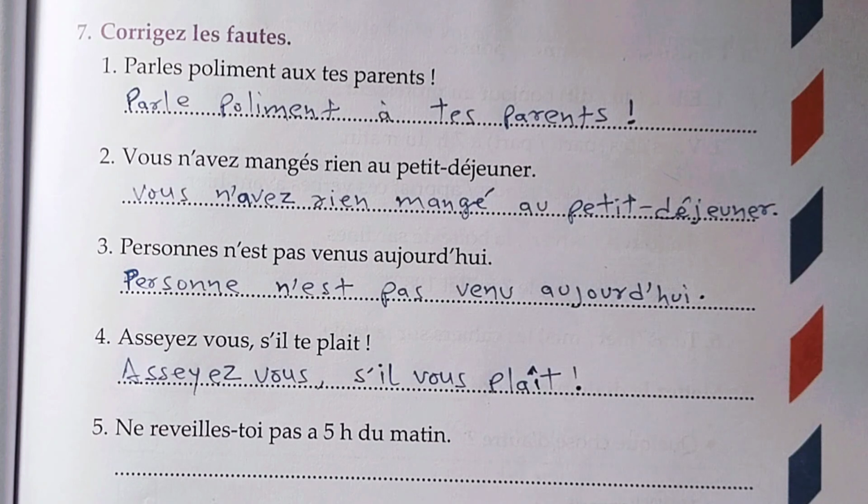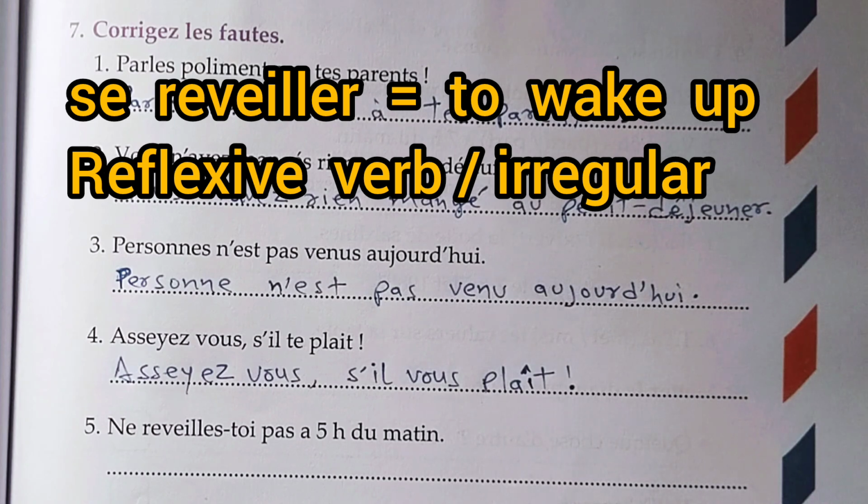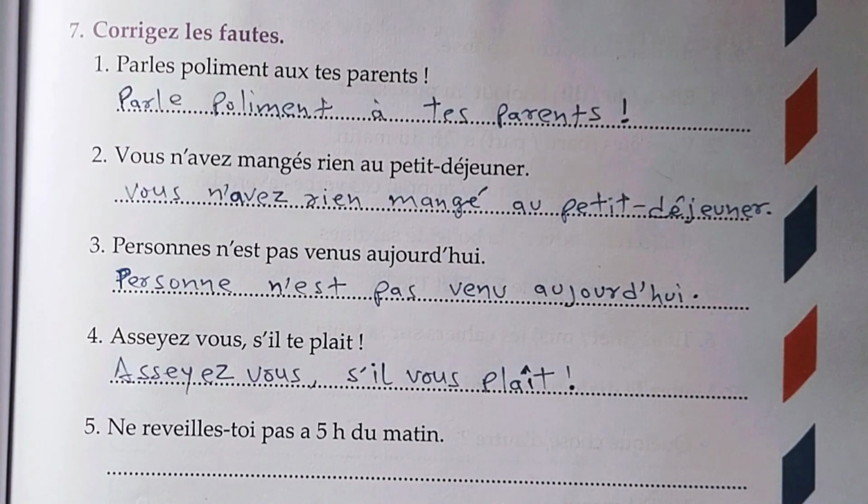Number 5: Ne réveillez-toi pas à 5 heures du matin. It means don't wake up at 5 a.m. in the morning. Again, it's a type of imperative sentence, and here they have given a reflexive verb. There is a rule that when we use a reflexive verb in a negative imperative sentence, we don't use the emphatic pronoun. We just use the simple form of the reflexive verb.